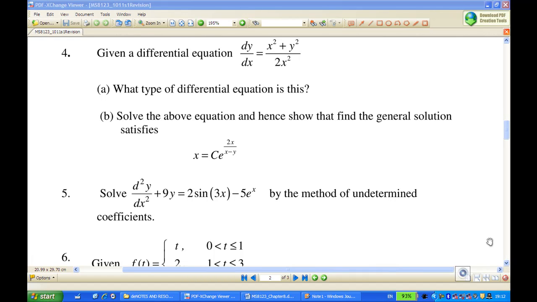Hi, for this recording, I'm going to show you how to solve a differential equation dy/dx equals (x squared plus y squared) over 2x squared. But first of all, we must identify what type of differential equation this is before we solve it. We are going to show that the solution is x equals c times e to the power of 2x over (x minus y). First of all, let's examine what type of equation this is.